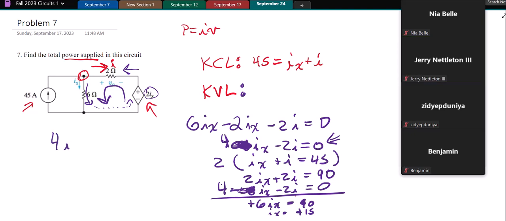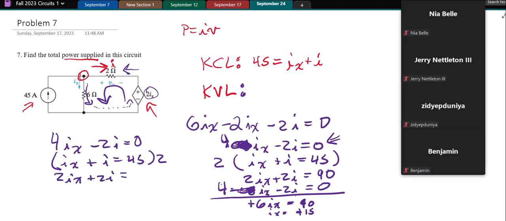Okay, so I had 4ix minus 2I equals 0. That was my top equation. And my bottom equation was ix plus I equals 45. And then I multiplied the bottom equation by 2 so that I could do an elimination. So I got 2ix plus 2I equals 90. And then I added this top equation to this bottom equation to get 6ix equals 90, or ix equals 15.